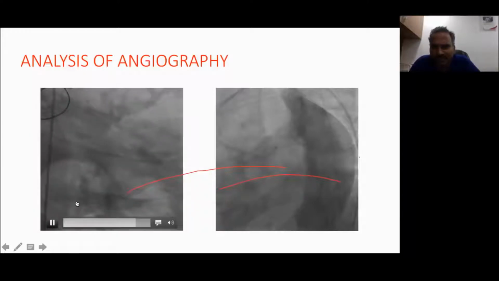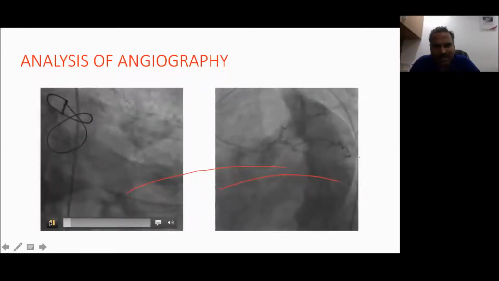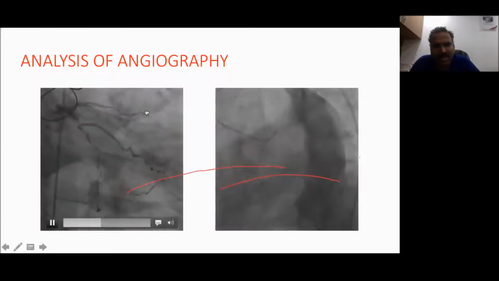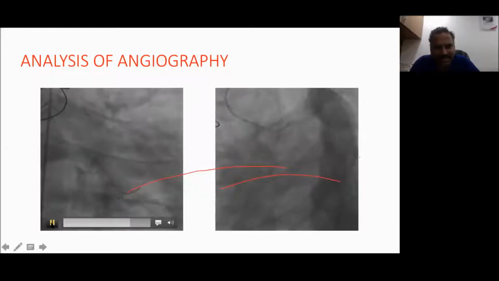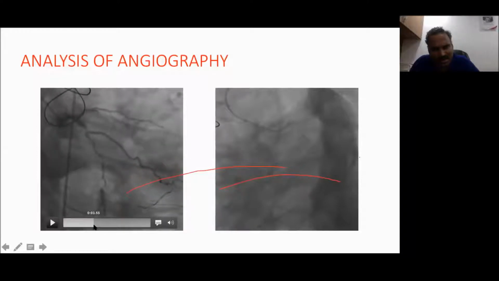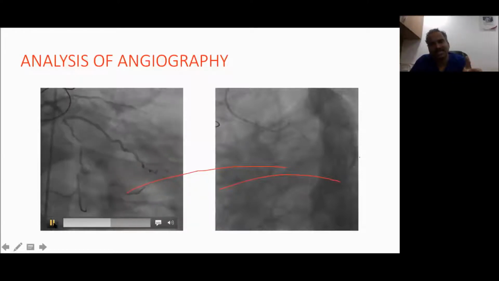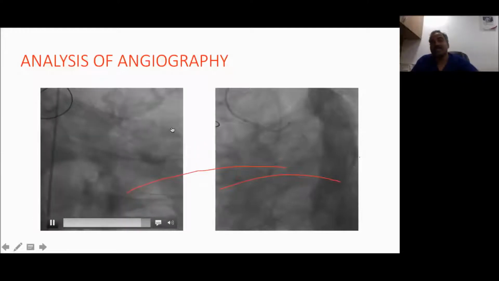And my second OM is filling from the first OM, right? At first look, I couldn't make out any competitive flow even into the diagonal. But if you see carefully, all of you observe the diagonal. Now the diagonal is completely filled, but I am still injecting. Even though I am injecting, you see the contrast in the diagonal flushing towards the LM. The contrast is coming back towards your catheter. That is nothing but a competitive flow. Initially I couldn't make it out because it is very faint.